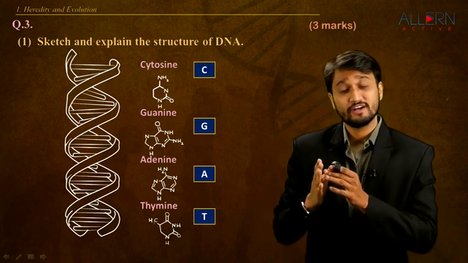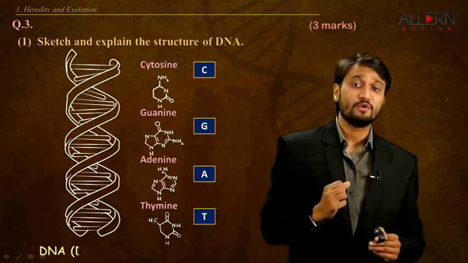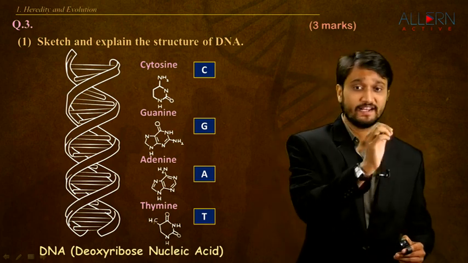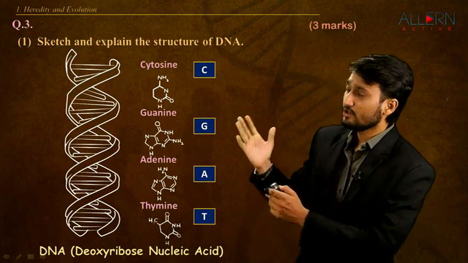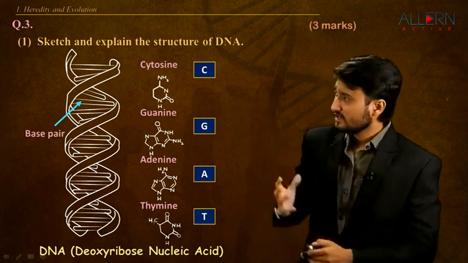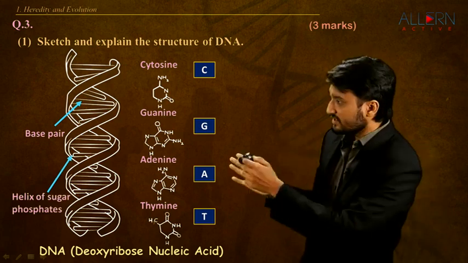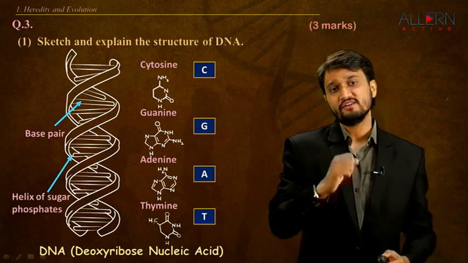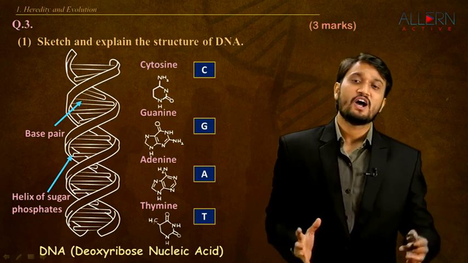Now we have to write the full form of the DNA. Obviously we know it is deoxyribonucleic acid, and we have to also label the nitrogen bases and the sugar and phosphate backbone. So that's the base pair over there, and over here there is the helix of sugar and phosphate. So that is how you draw the diagram.